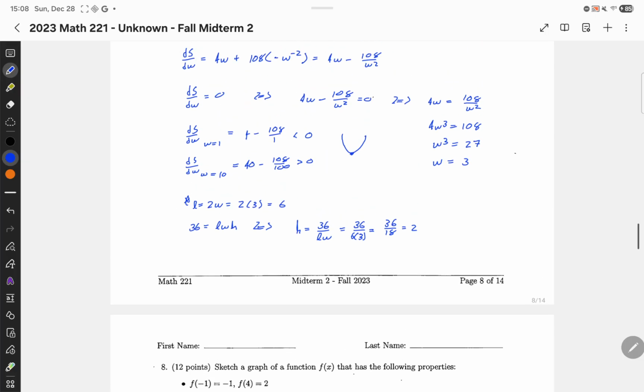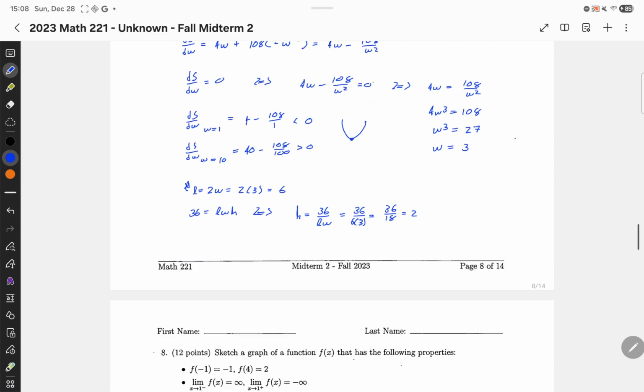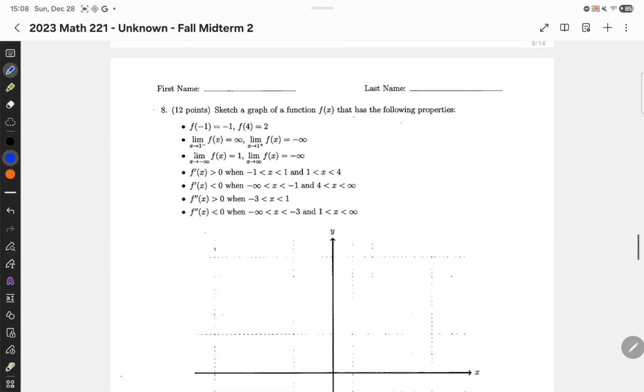So, how do they want us to write this? Yeah, they just want the dimensions. So we can write that the height is 2 inches. Remember, these are all in inches. The width is 3 inches. And the length is 6 inches. Just like that. Alright, and that's it.